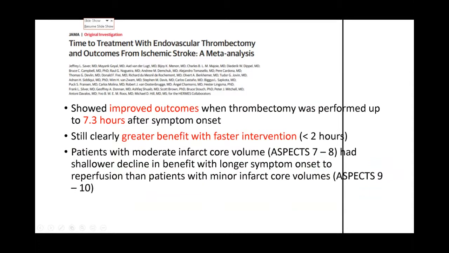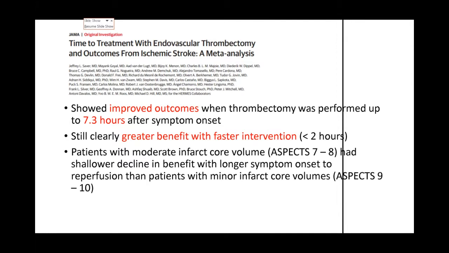And again, this is another meta-analysis that showed improved outcome when thrombectomy was performed up to 7.3 hours after symptom onset, but there was still clearly greater benefit with faster intervention. And patients with moderate infarct core volume with the ASPECTS score 7 to 8 have a shallower declining benefit with longer symptom onset through perfusion than patients with minor infarct core volume.